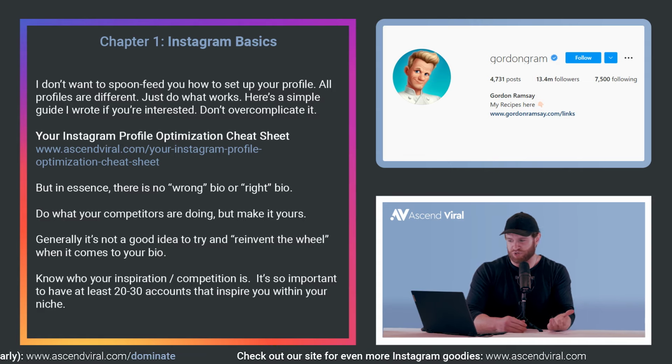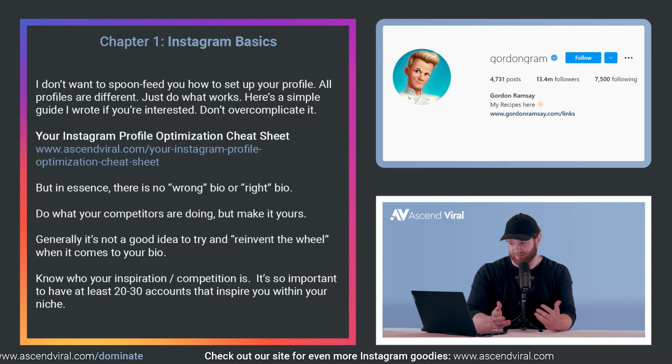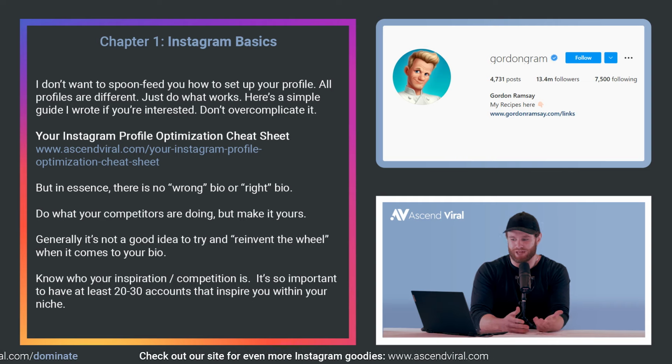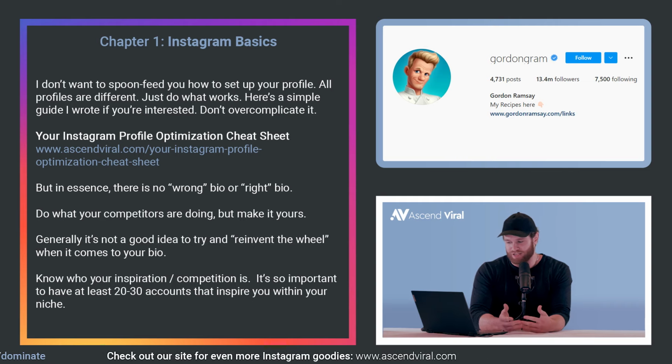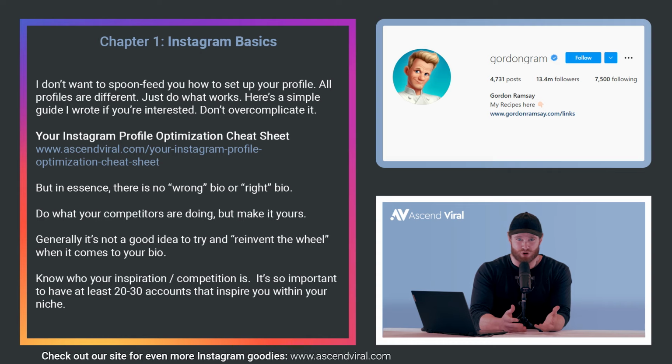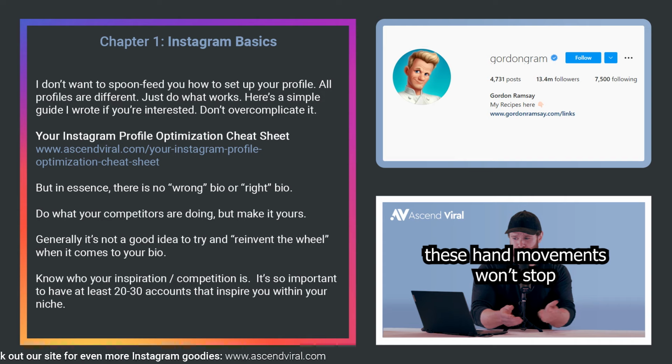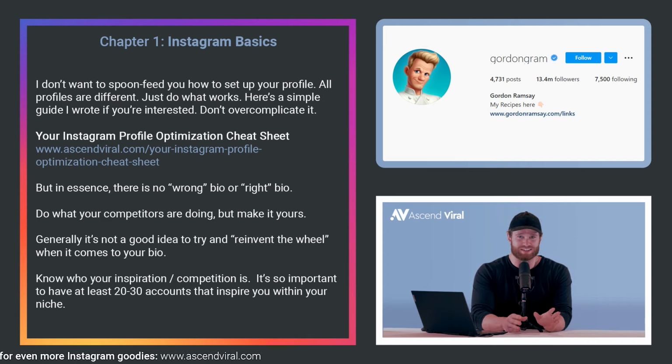Gordon's bio is cartoonish and short, and Jordy's bio isn't flashy, promotes his stuff, and gets to the point. I'm not going to tell you that Gordon's bio should be different or Jordy's bio should be different. They both serve different purposes, and they're both unique to that person. So my advice regarding profile setup, and although this seems like non-advice or lazy advice, it's the most applicable advice I can give you: do what your competitors are doing, but make it yours. It's as simple as that.